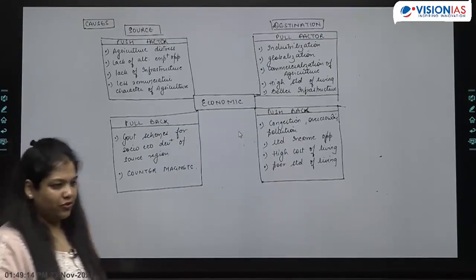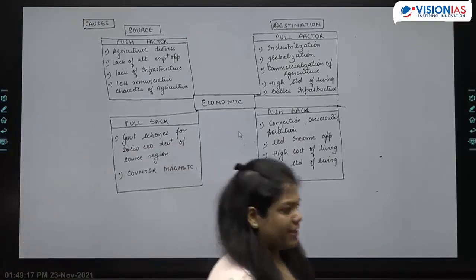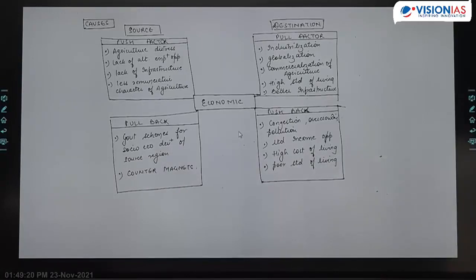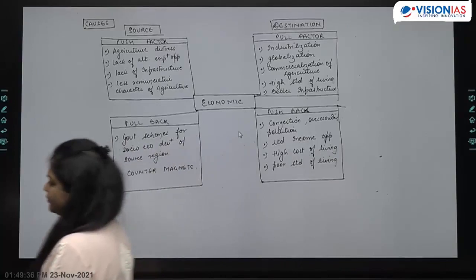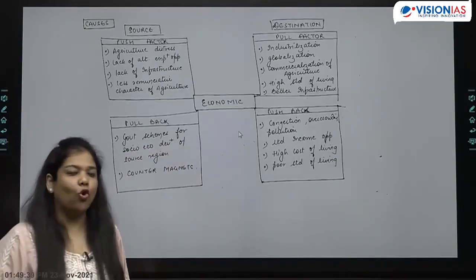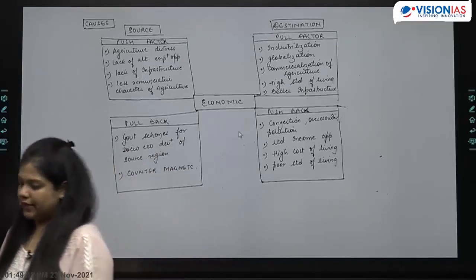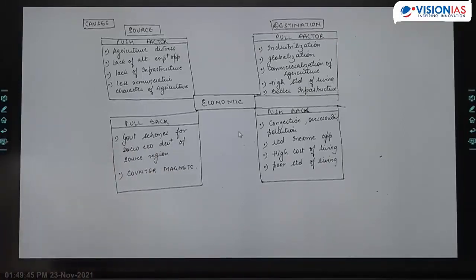Now, you might get a question. Write down a question. Internal migration is governed by not only the pattern of development but also the social structure of society. Discuss the statement in the context of Indian society.